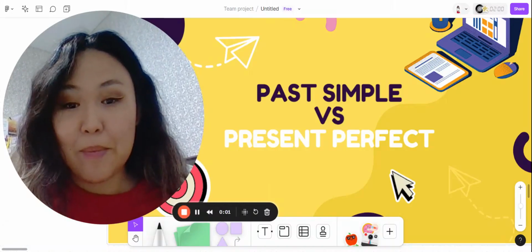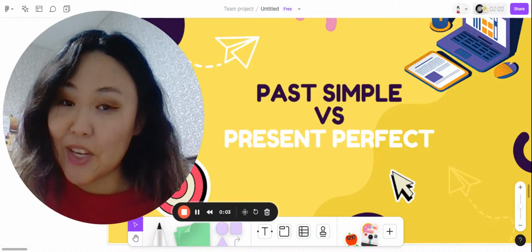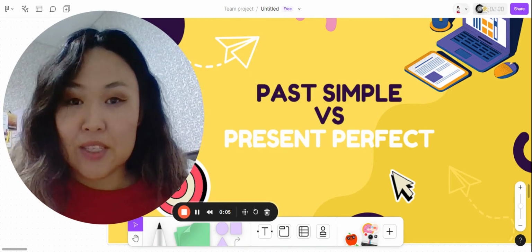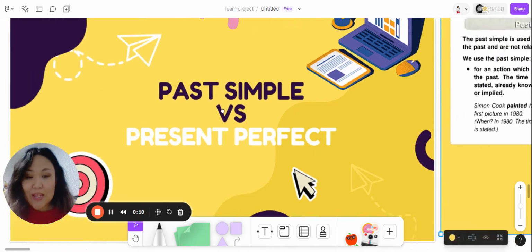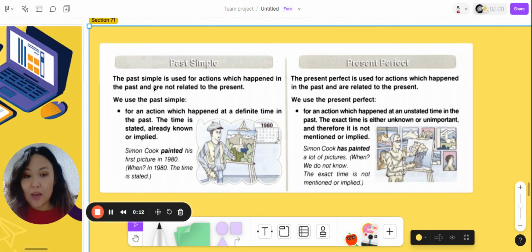Everyone, today we are going to compare past simple versus present perfect. I know you are aware of these tenses, but anyways, we are going to note some little things. We are going to look at them together.